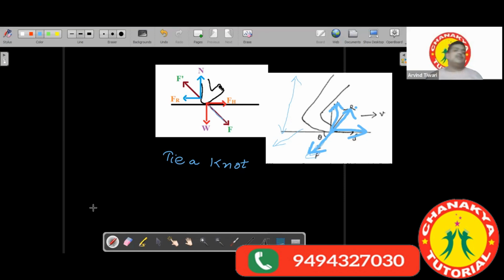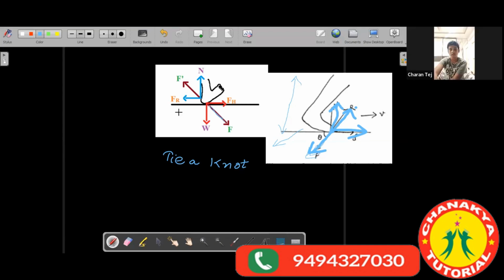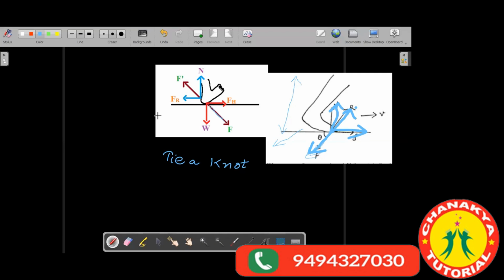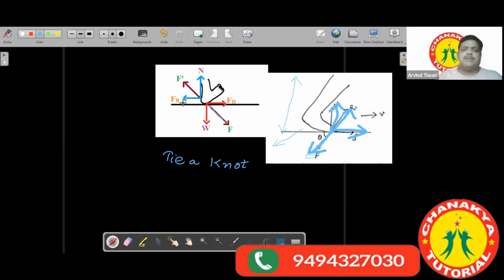No, the friction acts tangential to the surface. It does not act perpendicular to the surface. So this example is not appropriate to the question. Your example is not appropriate, the reason being that friction is not perpendicular to the surface. We can't say that friction acts like that.